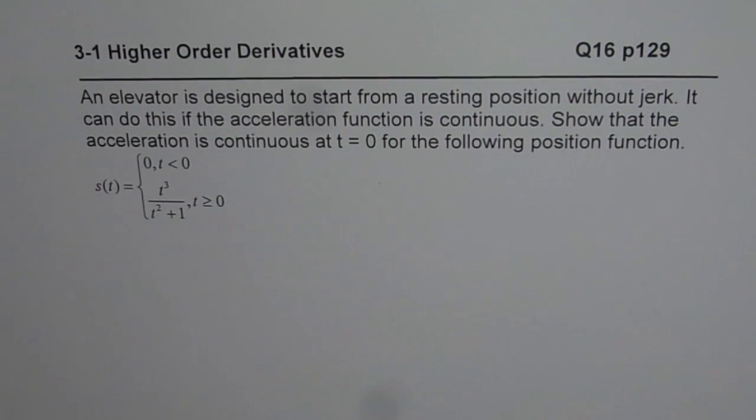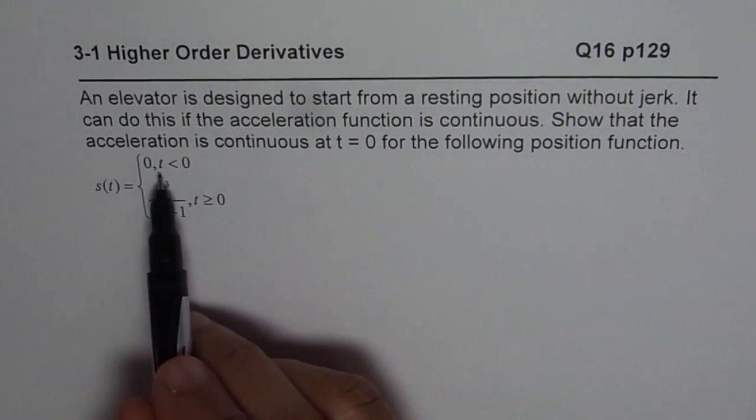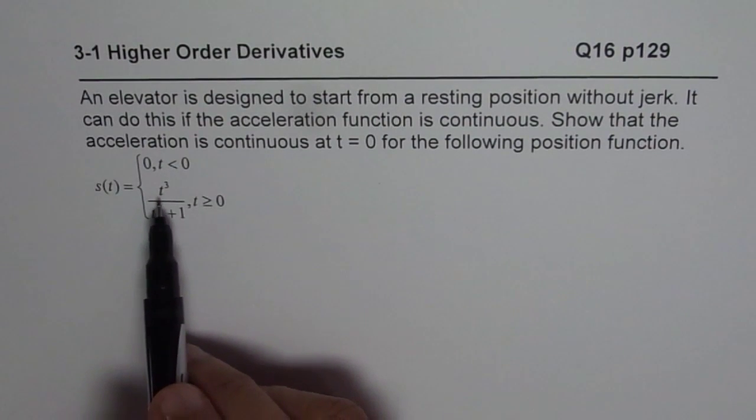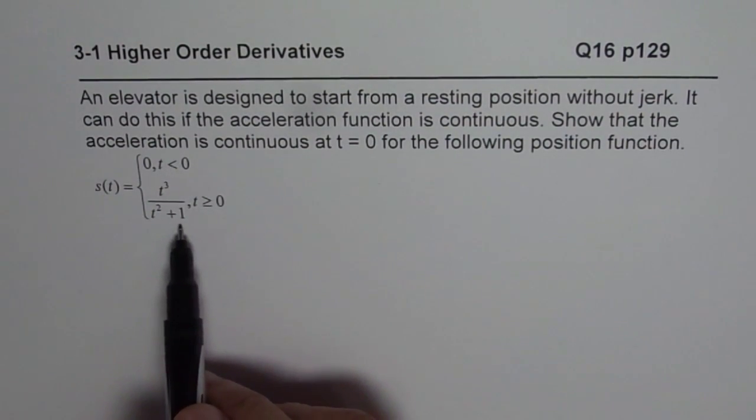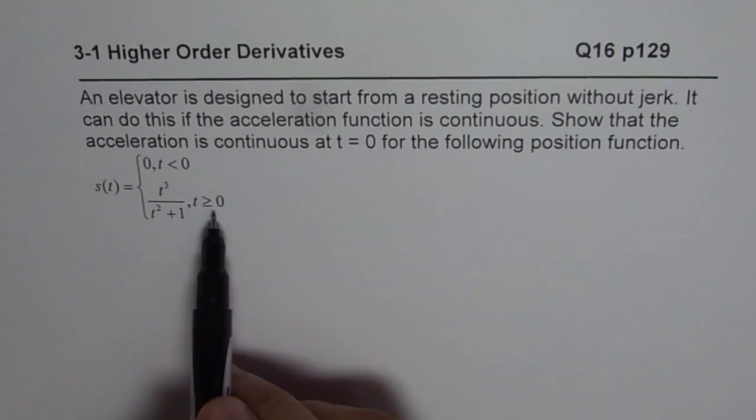An elevator is designed to start from a resting position without jerk. It can do this if the acceleration function is continuous. Show that the acceleration is continuous at t equals 0 for the following position function: s of t equals 0 for t less than 0, and t cubed over t squared plus 1 when t is greater than or equal to 0.